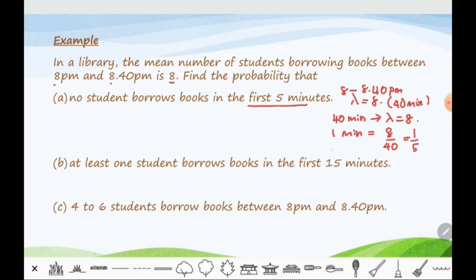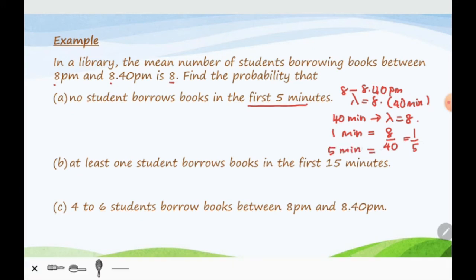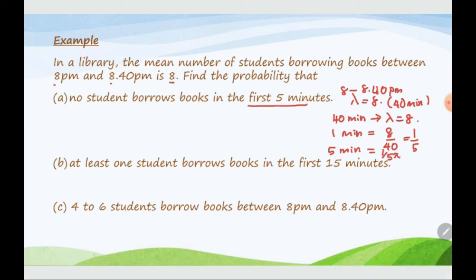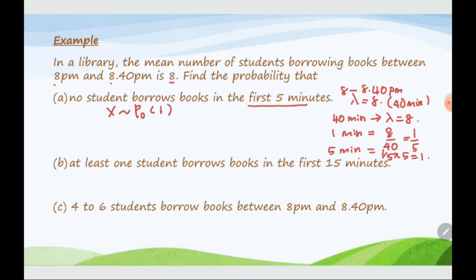And for 5 minutes, we need to multiply by 5. So if we take 1 over 5 multiplied by 5, we got 1. So the lambda here is 1. To answer the question, we have to write the distribution, which is the Poisson. In the first 5 minutes, we got lambda equals 1.